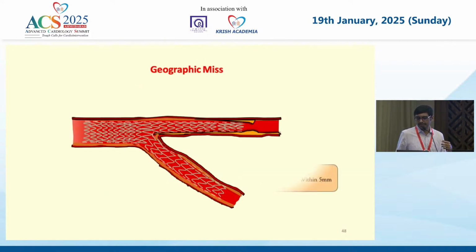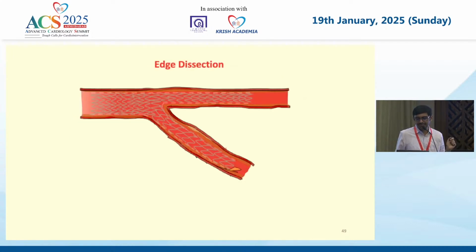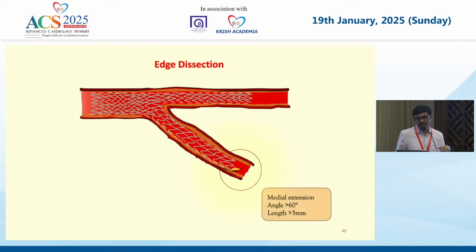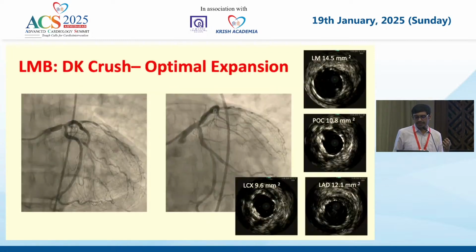And geographic miss: any plaque burden more than 50% at the edges, or reference lumen area less than 4.5 square millimeters within 5 millimeters of the stent edge, is better corrected. That has again been shown by Dr. Ajay in his presentation. And edge dissections, the same criteria: extension into the media, angle more than 60 degrees, and length more than 3 millimeters. Those are the dissections which need treatment.